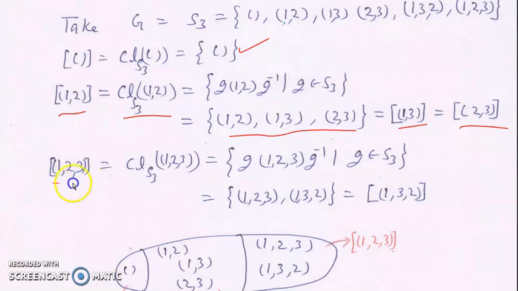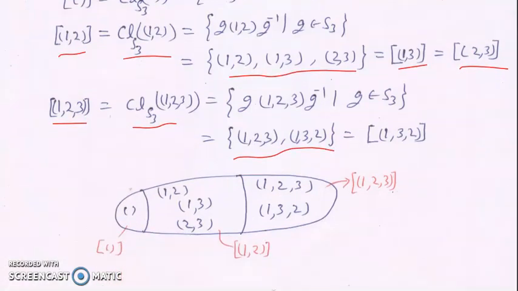Similarly, take another element (1 2 3) and determine its equivalence class, that is the same as the conjugacy class of (1 2 3). It is the collection of the elements of the form G (1 2 3) G inverse, G belongs to S3. Now it is an exercise for you to calculate it. It turns out to be {(1 2 3), (1 3 2)}, which is the same as the equivalence class of (1 3 2).